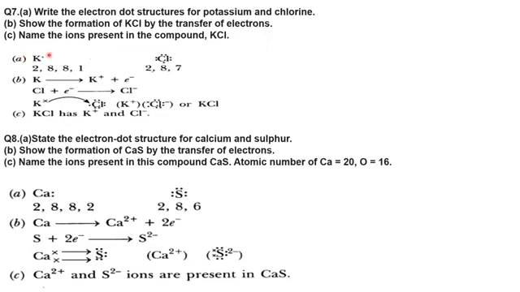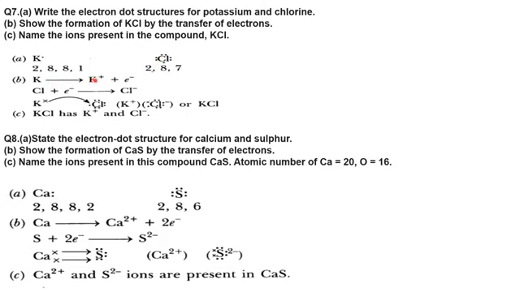We can see the configuration of potassium, right? The atomic number of potassium is 19, so 2, 8, 8, 1, that is 19. So potassium can easily afford to lose 1 electron. This electron will be transferred to chlorine, right? So you can show the electron dot structure, and the reaction also you can write.